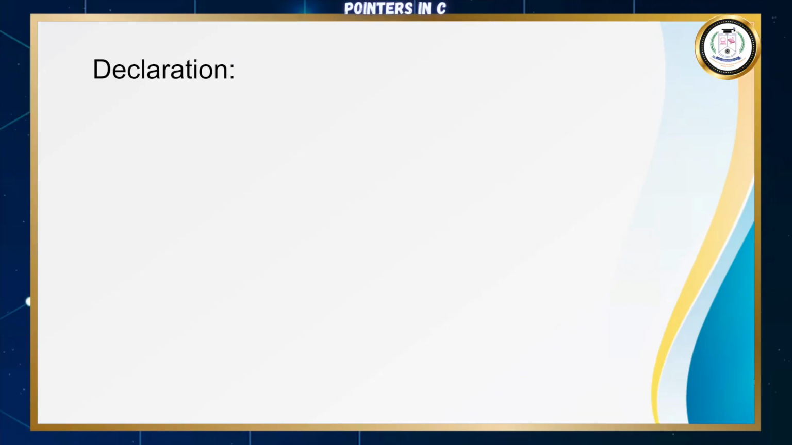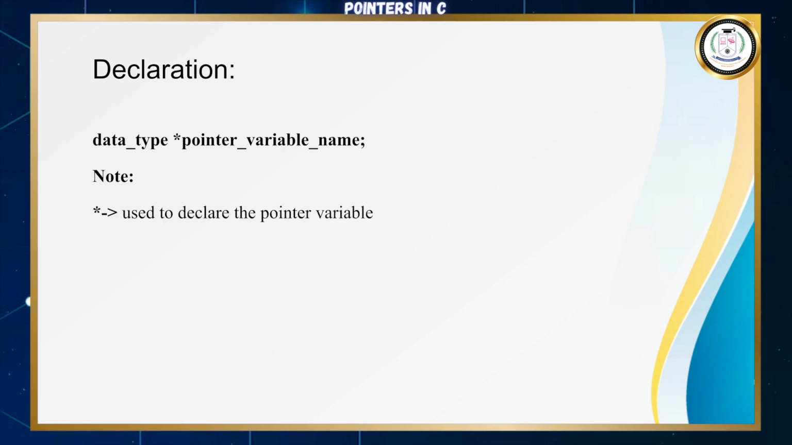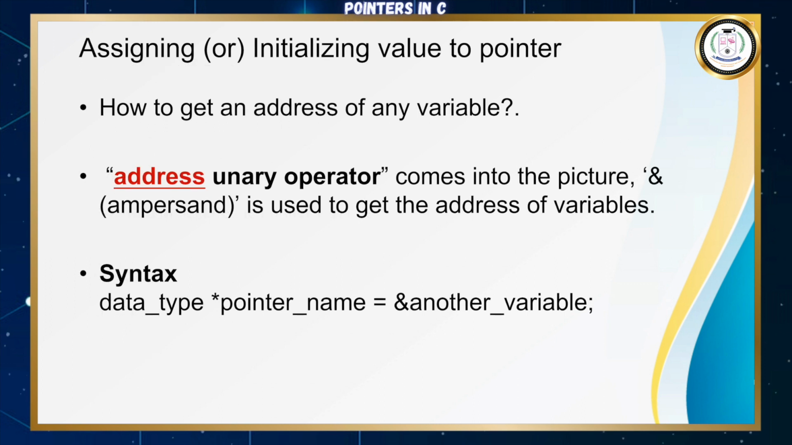How to declare the pointer variable? The normal syntax will be data type, then star, then pointer variable name. The data type can be any data type, either integer. So an integer pointer can store an integer value, a character pointer can store a character value, a float pointer can store a float value, and a double pointer can store a double value.